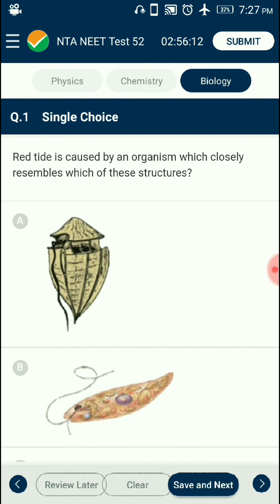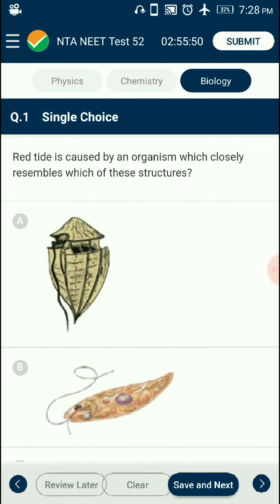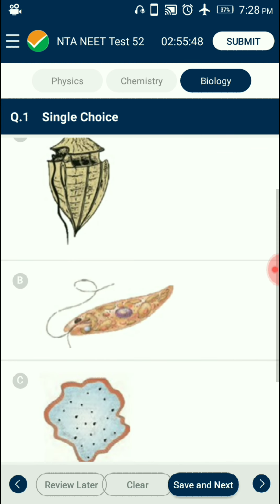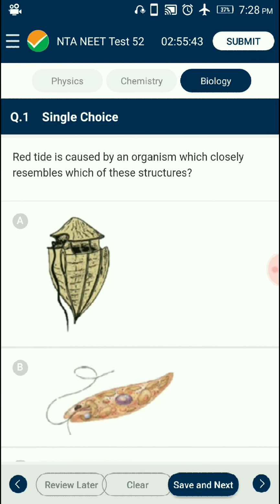Among these, red dinoflagellates very often multiply rapidly and become so numerous that they discolor the coastal waters, hence the name red tides. These organisms also deplete the oxygen in waters and release toxins which may cause illness in other aquatic animals and humans. The first option is dinoflagellate, the second one is Euglena, third one is amoeba and the fourth one is paramecium. So the correctly matching option is option A.